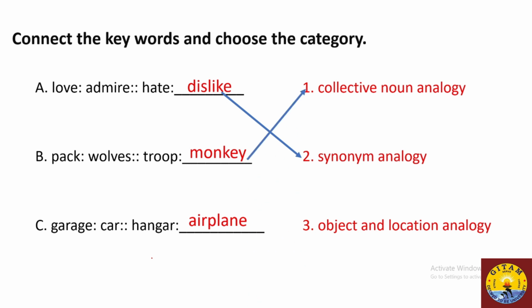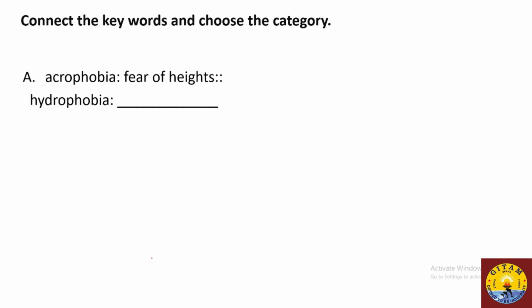Collective noun analogy. Collective noun. A college of students. A bunch of flowers. Collective noun analogy. Object and location analogy. Let me take you to the next slide. Acrophobia. Acro is height. Phobia is fear. Fear of heights. Hydro is water. Phobia is fear. Hydrophobia. Fear of water.